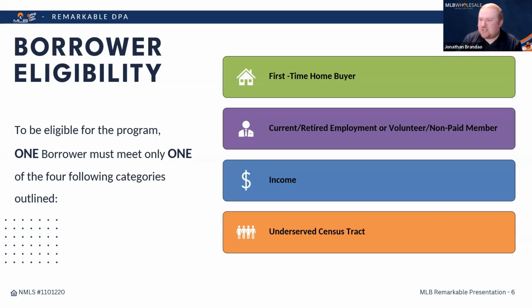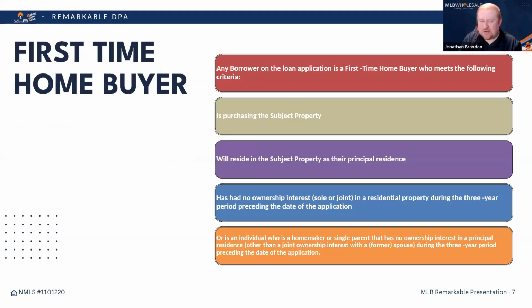The first one is first-time homebuyer. Pretty self-explanatory. So exactly as the name entails, they've never owned a home ever, or they've had no ownership in the last 3 years. So as long as they've either never owned a home or have had no ownership in the last 3 years, they're good to go. They are qualified to use this program on this category alone. So there we go. We fit that.